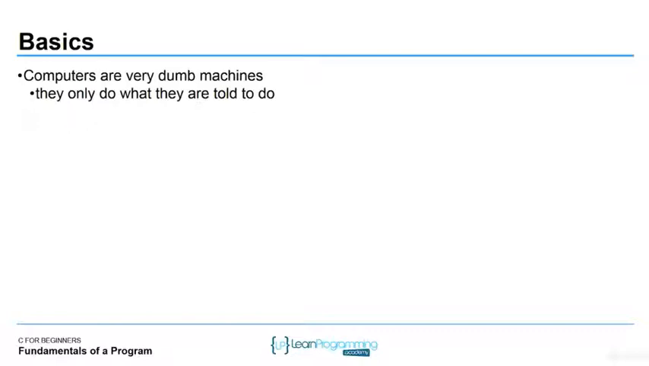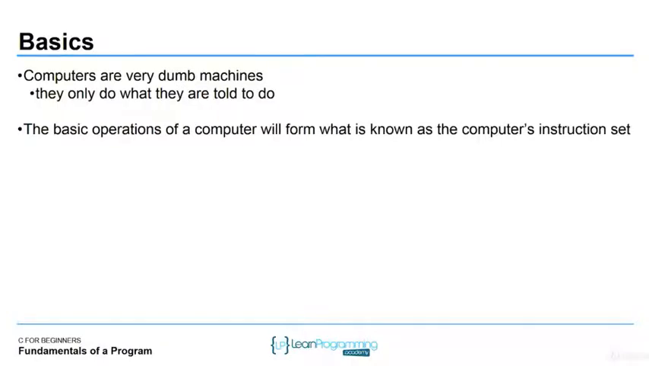Specifically though, under the hood, when you click your browser or your different applications, what's happening is that some kind of program is running, and that program is telling the computer what to do. Computers are really dumb. They only do what they're told to. So the basic operations of a computer form what is known as the computer's instruction set. An instruction set is just how it's going to do something. So we need to tell this computer how to do it, and we do it in the form of a program.